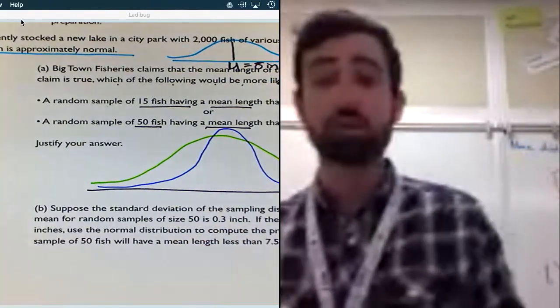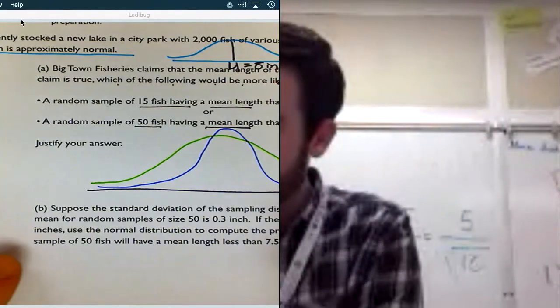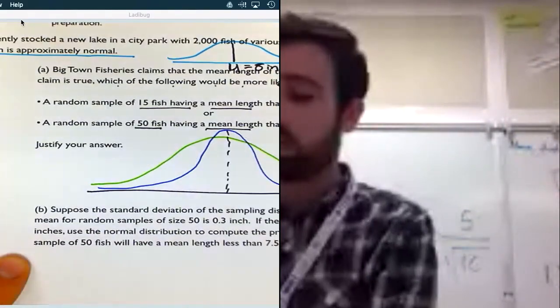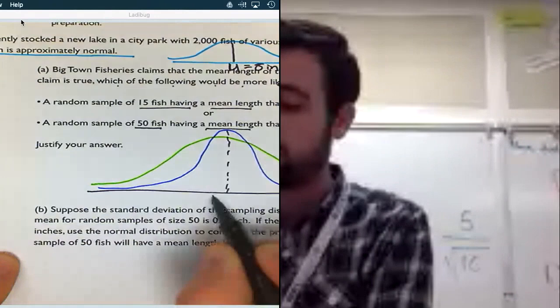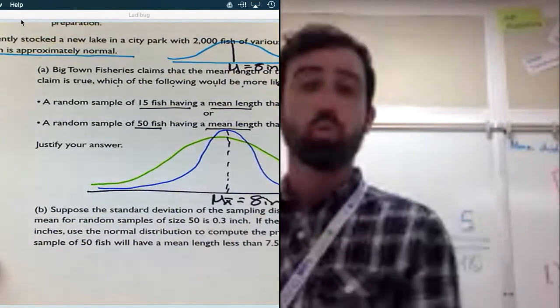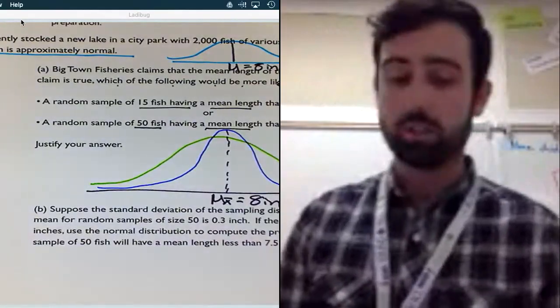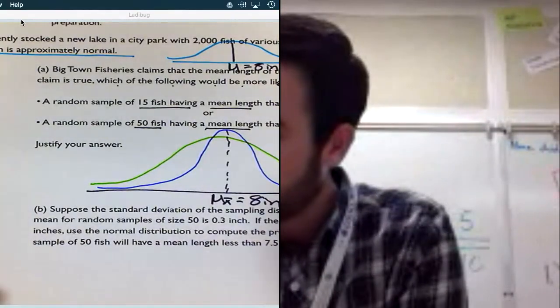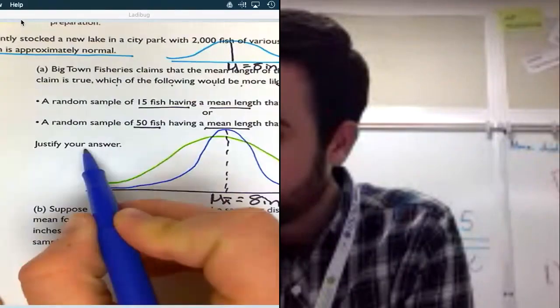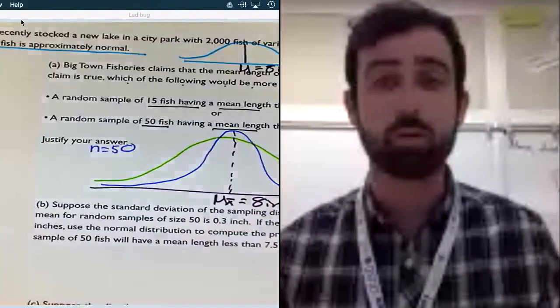So your centers are going to be the same, right? Our centers are going to be the same. It's going to be centered around 8 inches. What's going to be different is your standard deviation, right? So let me write, that is n is equal to 50. Your standard deviations are going to be different.